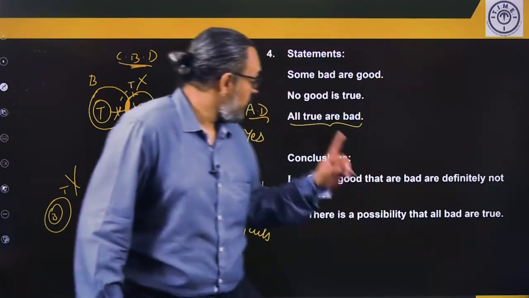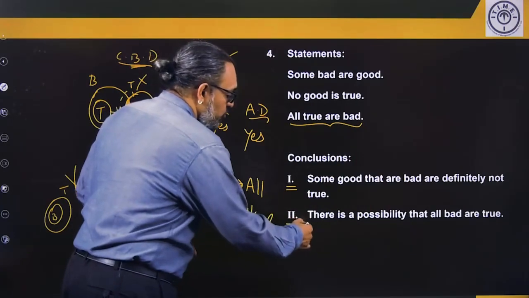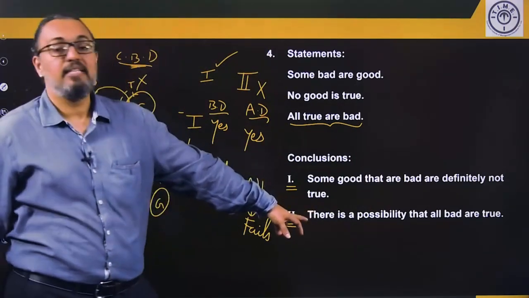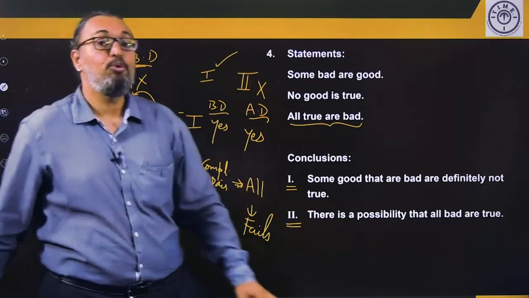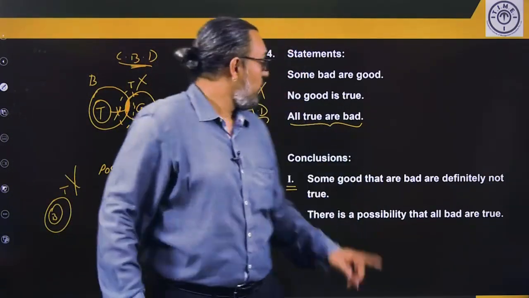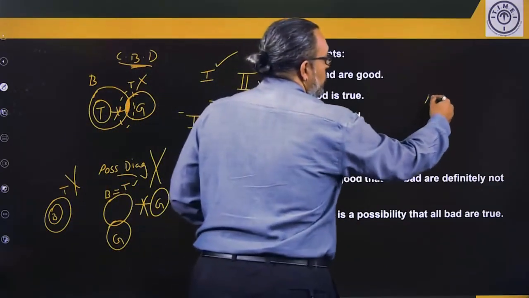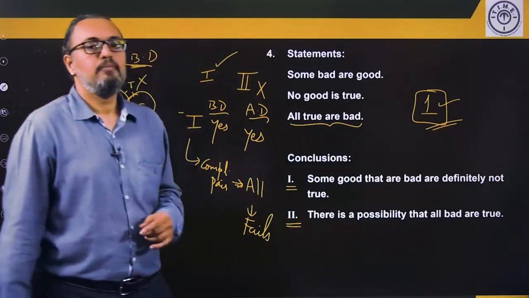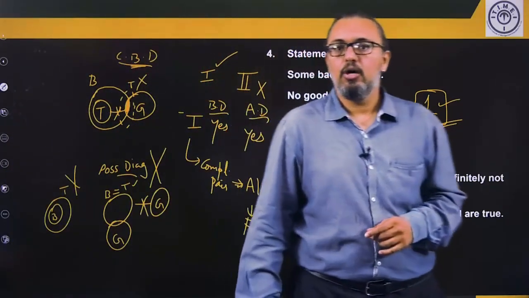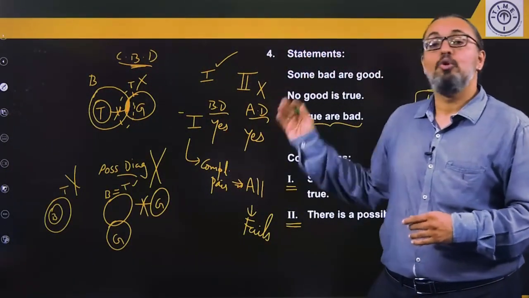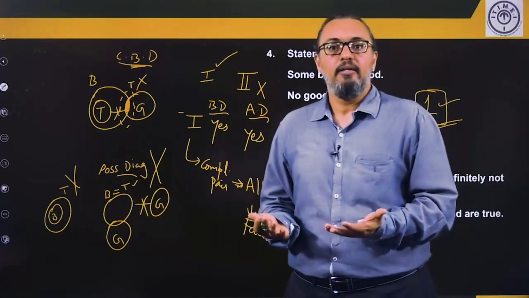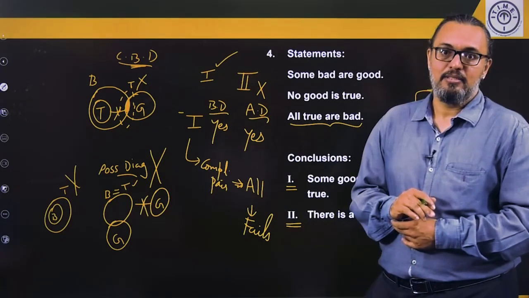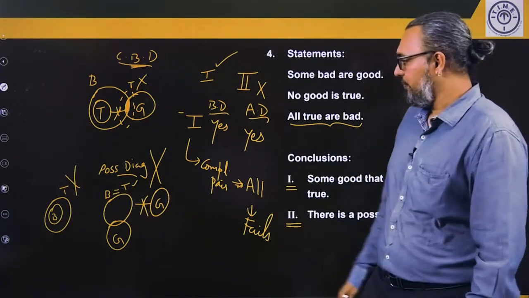Got it? So, that is why we say conclusion 2 also fails, because he says there is a possibility, and I have proved that it is not possible. So, my answer will be only 1 follows, that is option 1 is the answer. Got it? So, this is how you look into it. We need to have very thorough knowledge of all the representations, then only it becomes very easy to understand like this. Got it?